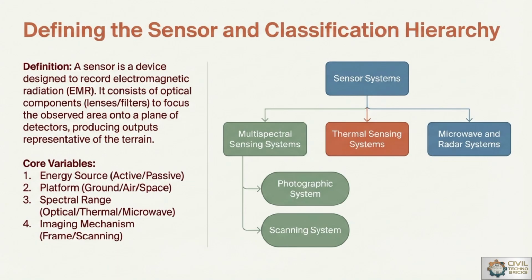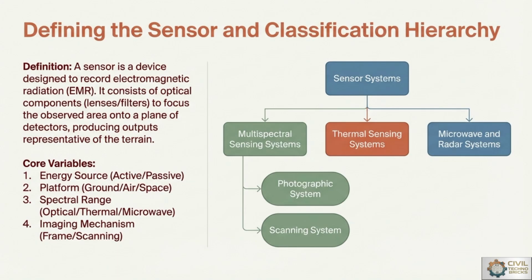Here, the sensor is a device designed to record electromagnetic radiation, which consists of optical components to focus the observed data or area onto a plane of detectors that produce outputs representative of the terrain. The core variables which are useful for that purpose are energy source, platform, spectral range and imaging mechanism. Passive sensors record naturally reflected or emitted energy, while active sensors generate and transmit their own energy toward the target. The sensor classification helps determine the suitability of data for different engineering and environmental applications.